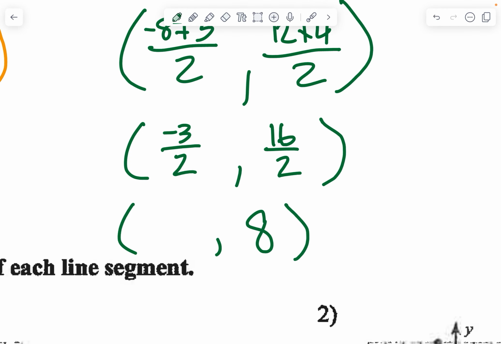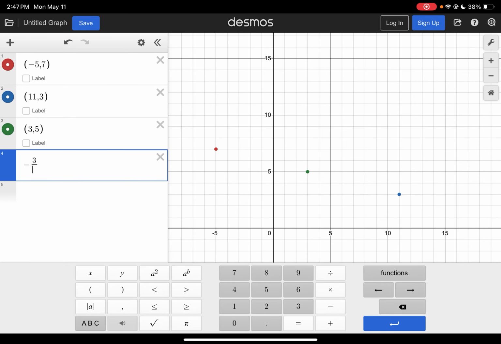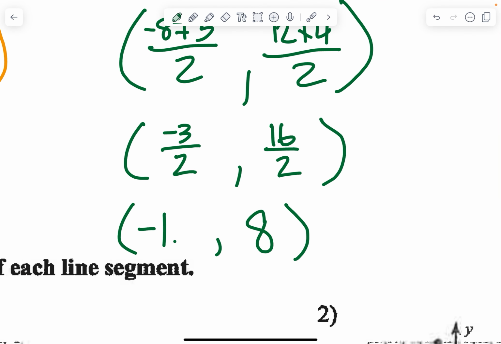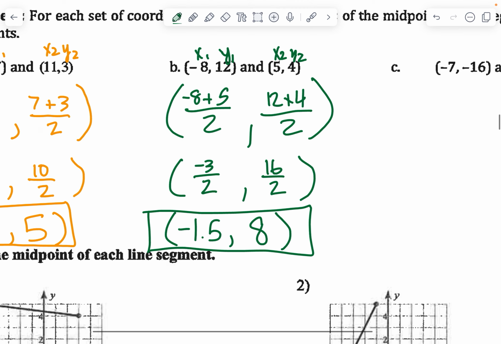And then the second piece, guys, really depends on what your class is asking for. You can either leave it as an improper fraction like that, or you can divide that. If you do divide that out, negative 3 divided by 2, you should get negative 1.5. There we go. So maybe I'll do the decimals here since we're looking at coordinates. But there's my midpoint for that problem.